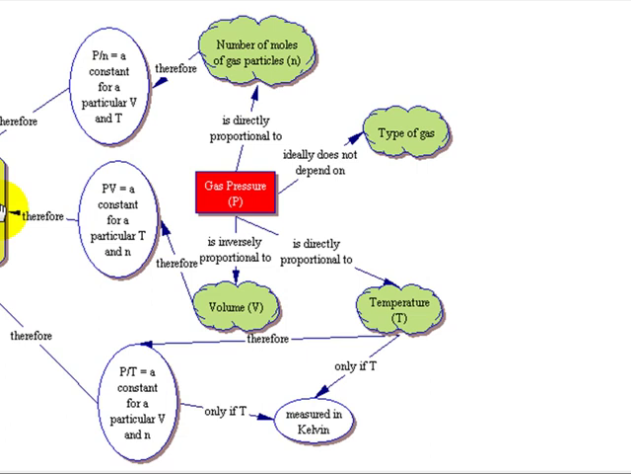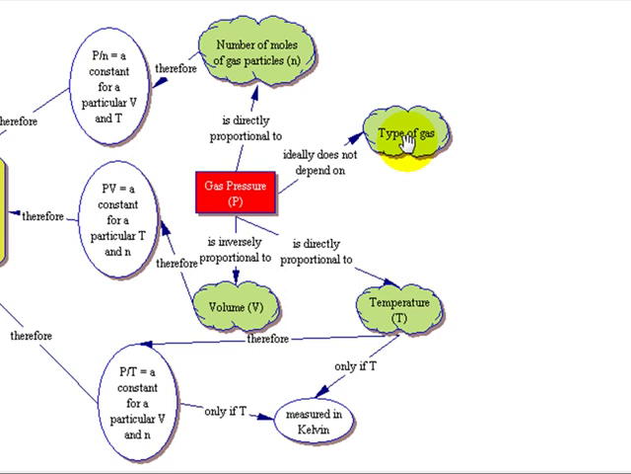No matter what kind of gas you have, if it has a certain number of particles, a certain volume, and a certain temperature, it will have a certain pressure. In other words, the relationship between PV, N, and T is independent of the type of gas, whether it's hydrogen gas, helium gas, oxygen gas, nitrogen gas, or whatever gas.